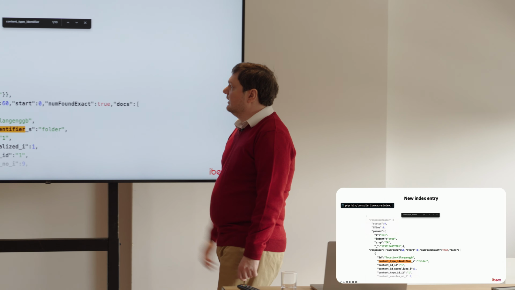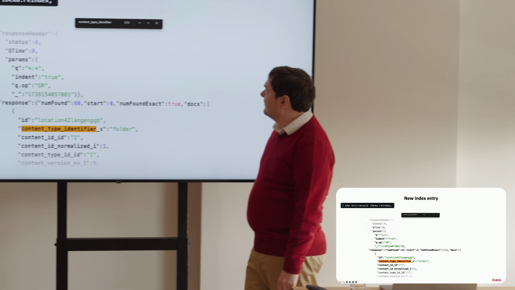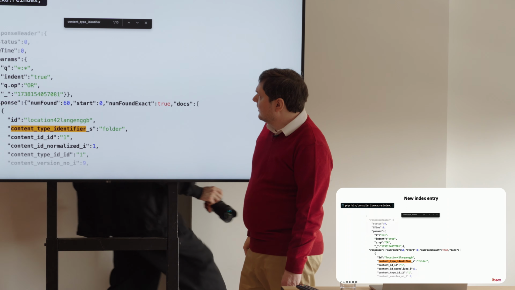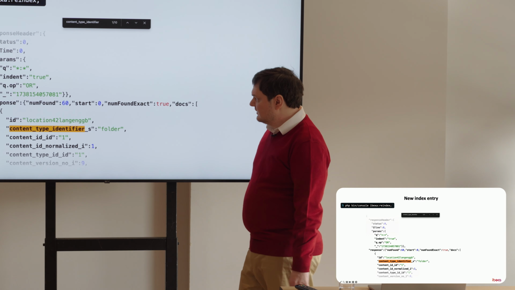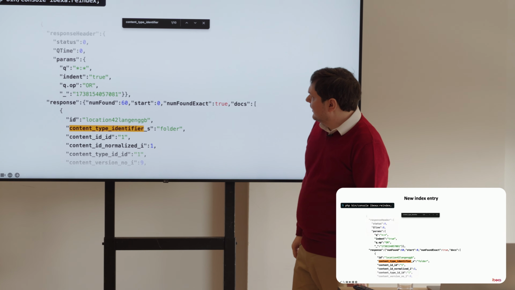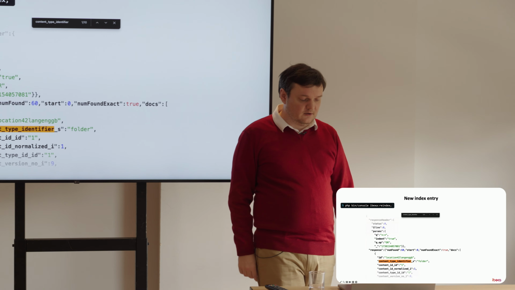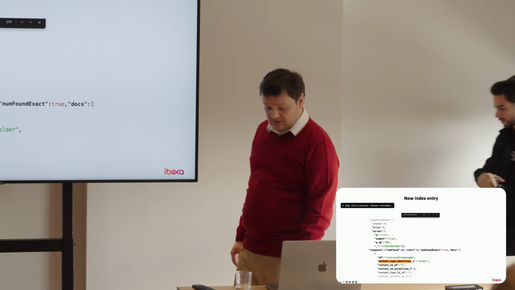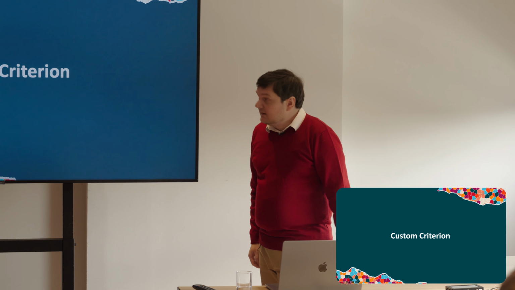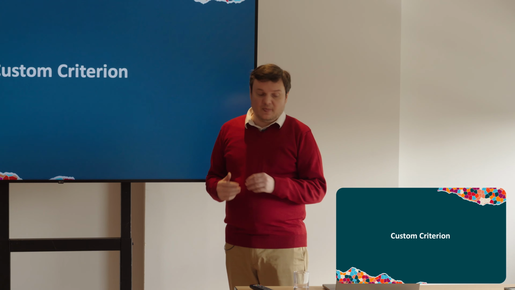So I reindex on Solr or Elasticsearch. This is a piece of Solr response, but Elasticsearch responds with something really similar. And now I can find the content type identifier in it, guess the underscore S, and add it to the previous trait if I haven't done it yet. Okay, let's go to a custom criterion now that we have this new index.